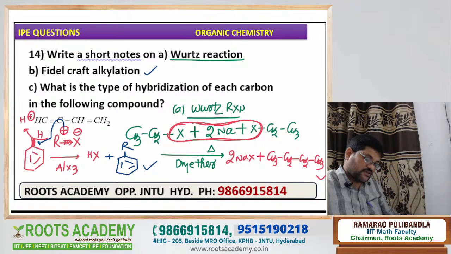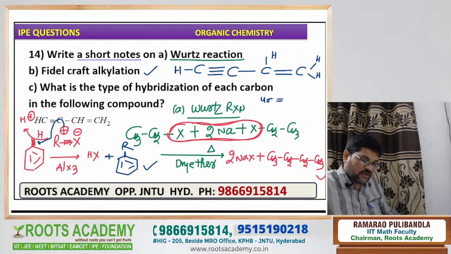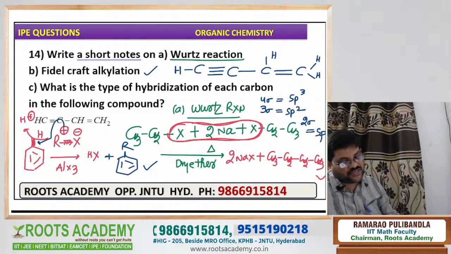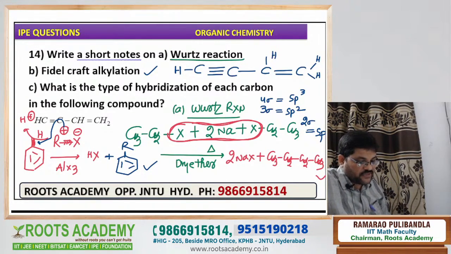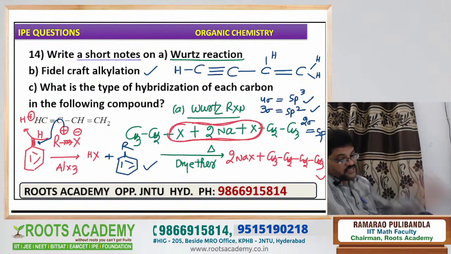Now see the next one. So this molecule is given. In that molecule, we are asked about the hybridization of each carbon atom. I said one simple logic: carbon having 4 sigma bonds is an sp3 carbon. Carbon having 3 sigma bonds is an sp2 carbon. Carbon having 2 sigma bonds is an sp carbon. Clear what I am saying?